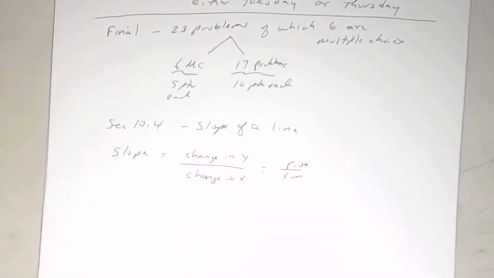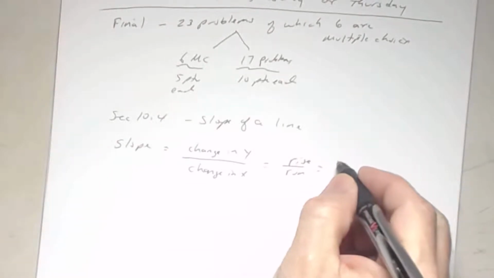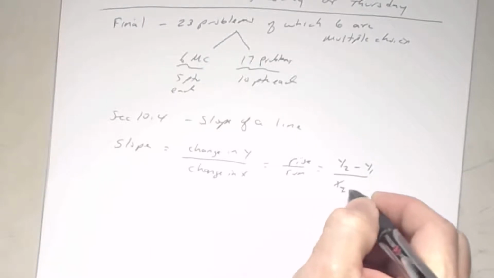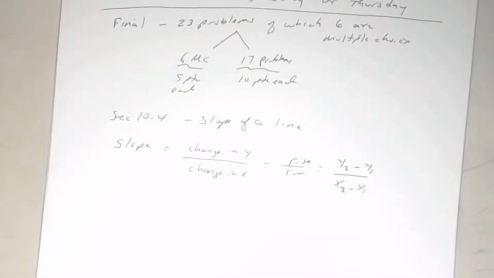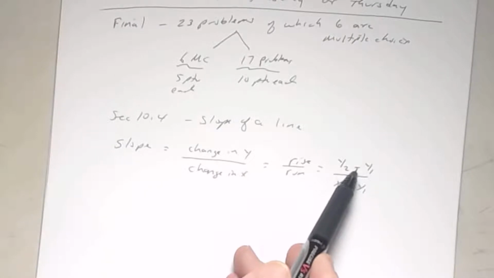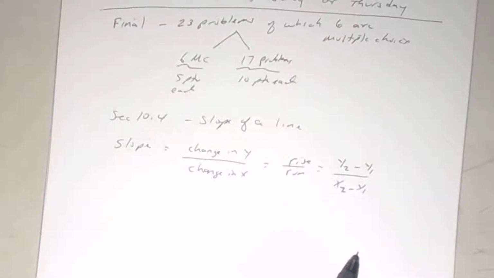You can't reverse it. The video shows you where the formula comes from, but on your final I'll give you the formula. Here's the formula: y2 minus y1 over x2 minus x1. Remember, change in something means subtraction. See, that's right here, the word change. So you notice the subtraction idea. You subtract the y coordinates. So change in y means to subtract the y coordinates.